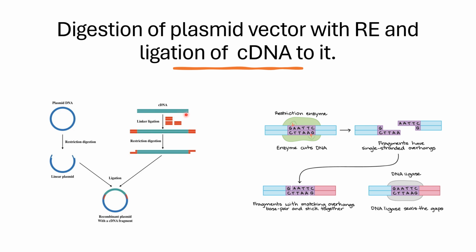The ligation between the blunt end and the sticky ends is not very efficient. To increase the efficiency, the cDNA is attached with linkers at both ends, and after that it is digested with the same restriction enzyme that was used to digest the vector DNA to create sticky ends. And now the sticky-ended cDNA and the digested vector DNA, also with the sticky ends, are ligated in presence of the enzyme DNA ligase.